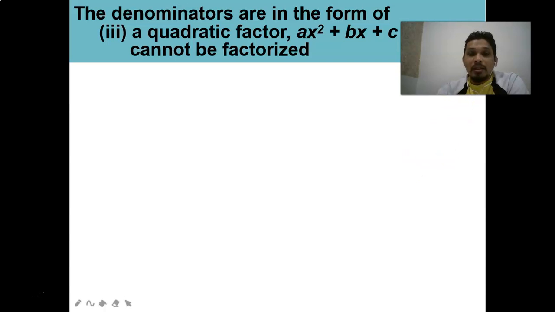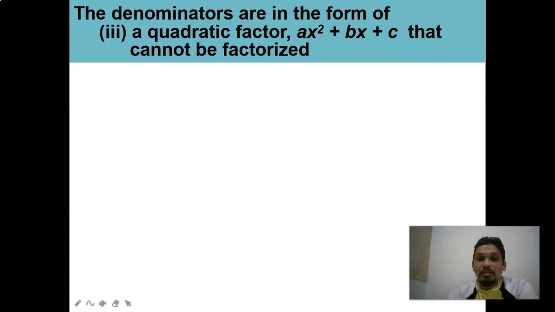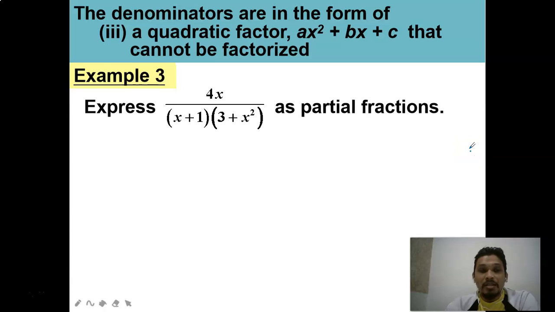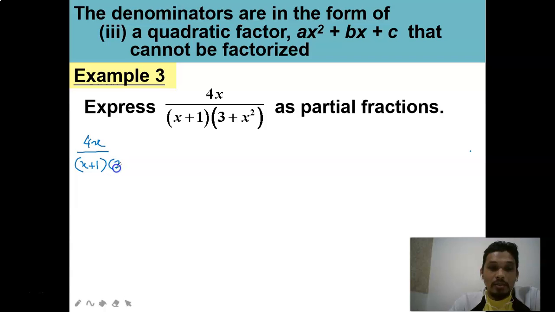And now, cases where the denominators are in the form of quadratics that cannot be factorized. Example 3, form this as partial fractions. For this one, 4x divided by x plus 1 and 3 plus x squared. This is a quadratic that cannot be factorized.